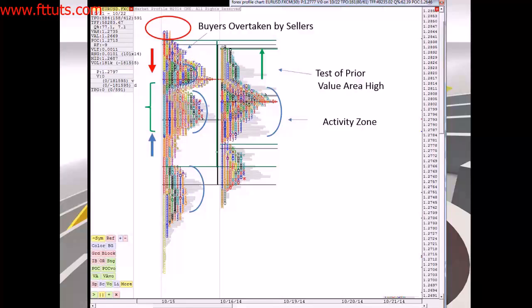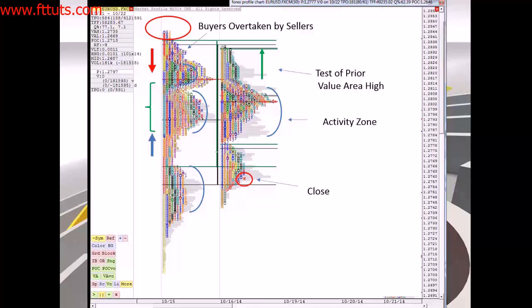The activity zone in the second session was really this area. This would be considered imbalanced, and then after quite a bit of activity, we found ourselves imbalanced down here, heading to a lower cluster down here. Oops. My curve was a little too wide. Let me see if I can draw it a little nicer. Here we go. That is the cluster that we ended the day with, and it moved lower.